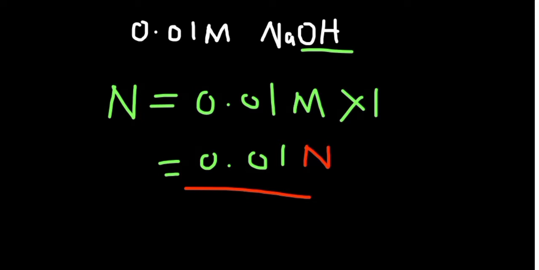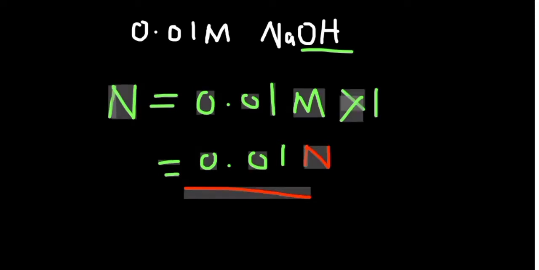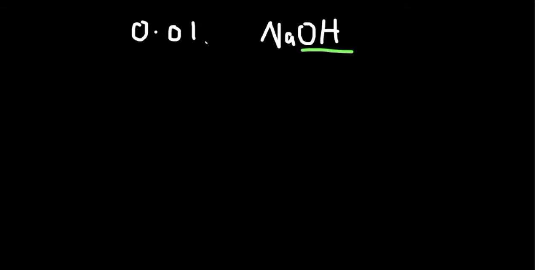Now let's say you've been given the normality instead. How do you determine the molar concentration? There may be some stoichiometric calculations and titrations where they give you normality, but in the actual sense, for it to deal with a number of moles, you're supposed to work with a molar concentration. So how do you convert a normality to molar concentration?